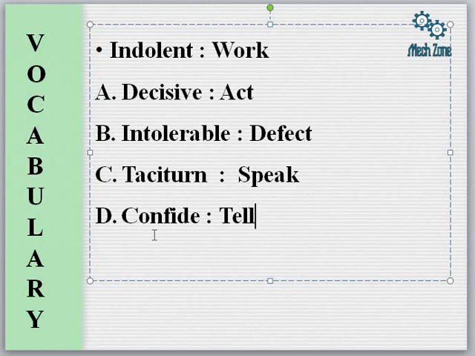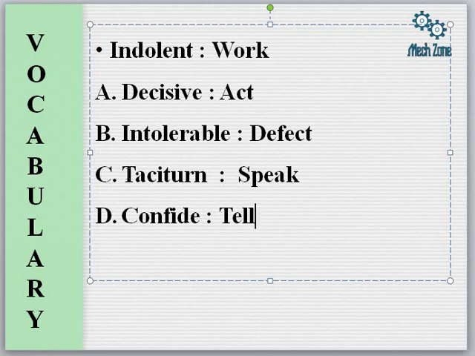Now we see that confide is to tell. Confide simply means to tell secrets. Okay, to tell secrets trustfully. If you trust someone and you're telling them your secrets, then it is called as confide someone. To tell secrets very trustfully. And tell is also the same thing. To reveal secrets is to tell something. So D is also ruled out because it is not making the perfect combination as the question does.